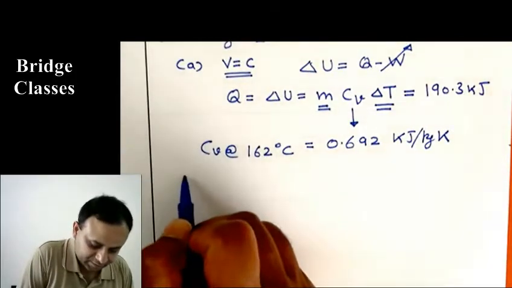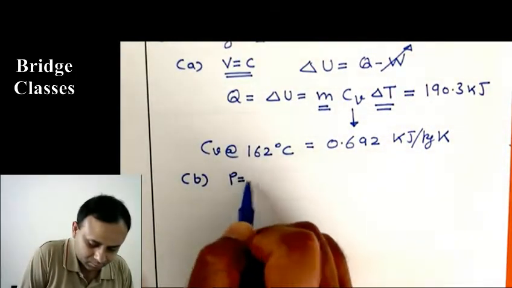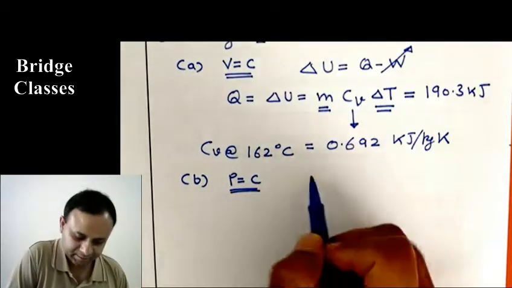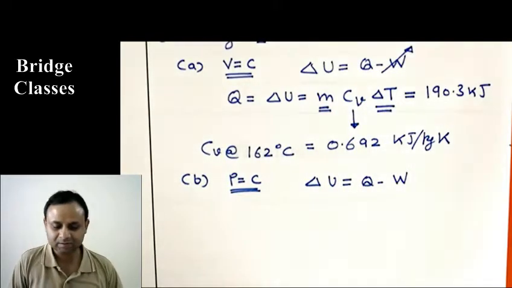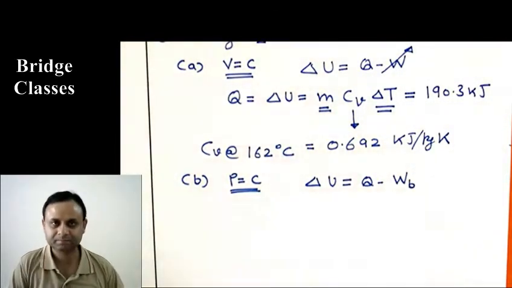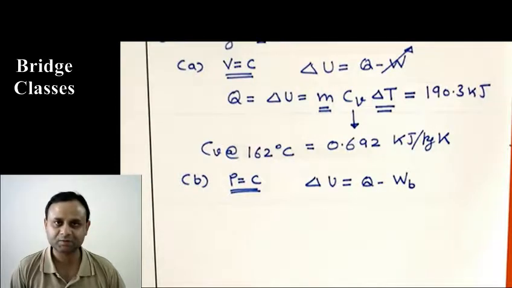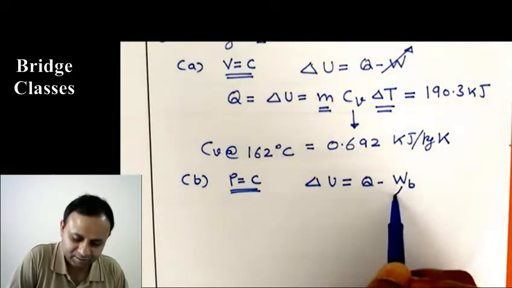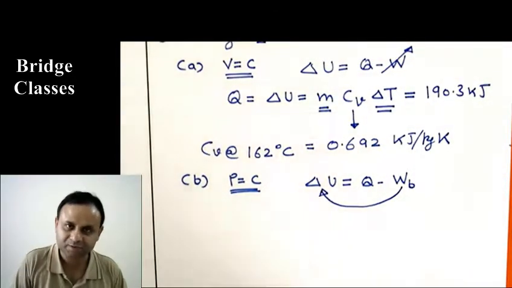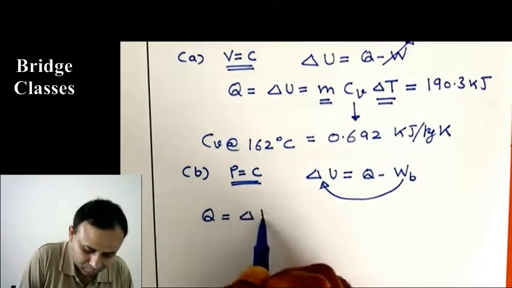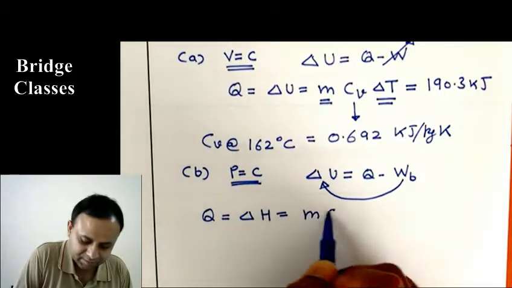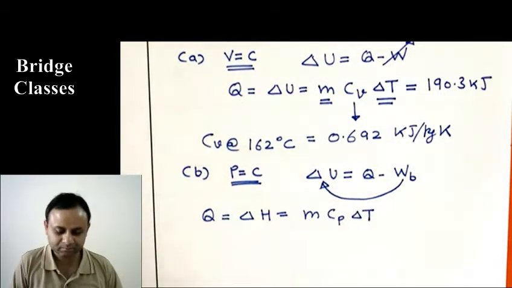The other situation is if it is constant pressure. Then again first law, delta U is Q minus W. In this case there will be boundary work, because with constant pressure, think of a piston cylinder device where the boundary will move. But because it is constant pressure, you can combine boundary work with delta U, and it becomes delta H. So Q will be delta H, and that will be m Cp delta T.